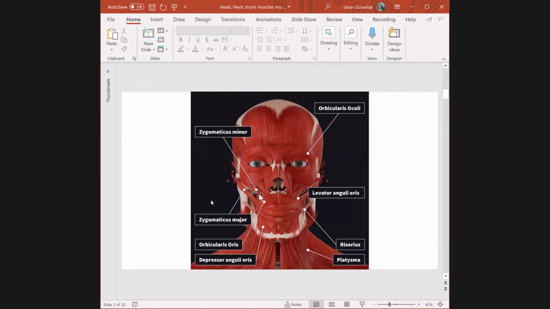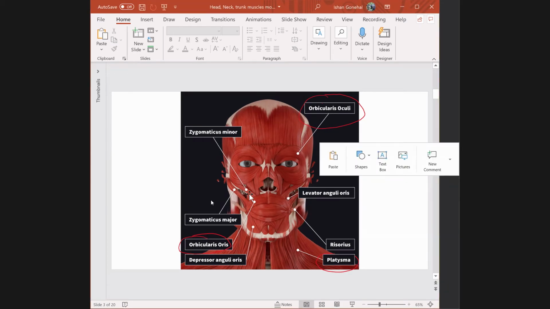Okay. So again, need to know the orbicularis oculi, orbicularis oris. Then we have platysma, which is like a scarf. If you wear a scarf, that's how the platysma looks.